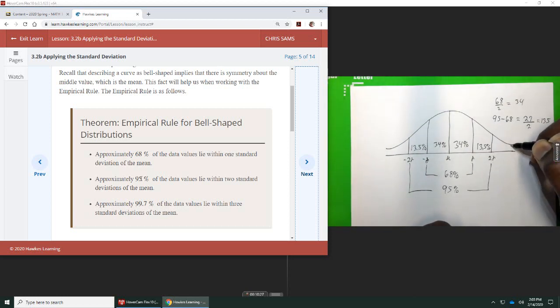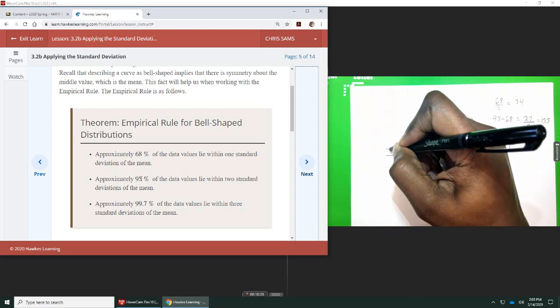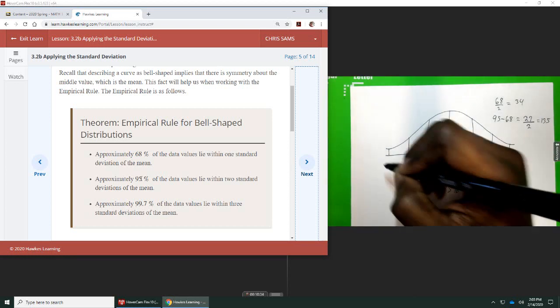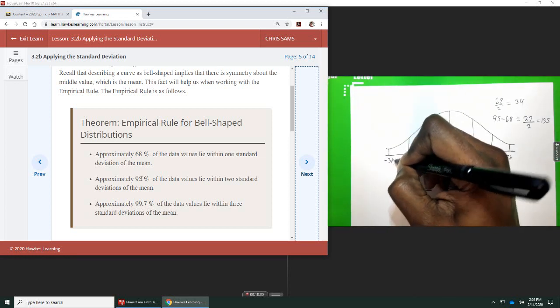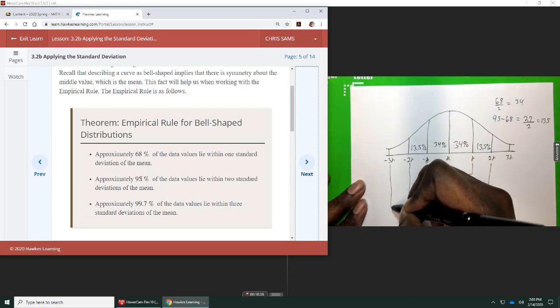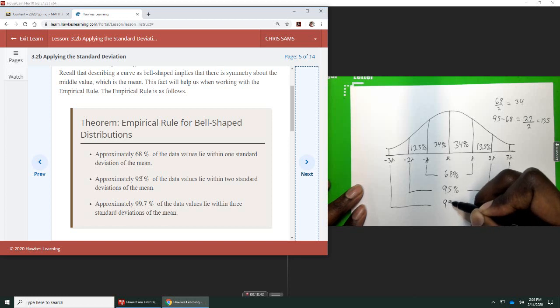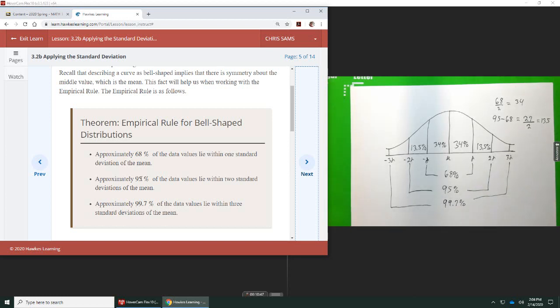All right, and then you go one more standard deviation out, all the way almost to the end. 3 sigma negative. Between these 2 points, you have the rest, 99.7% of your data. And it's just an approximation, pretty close, but just an approximation.